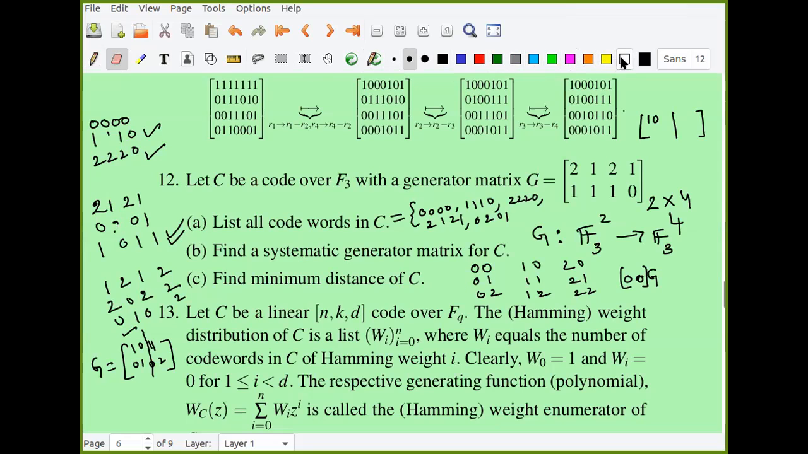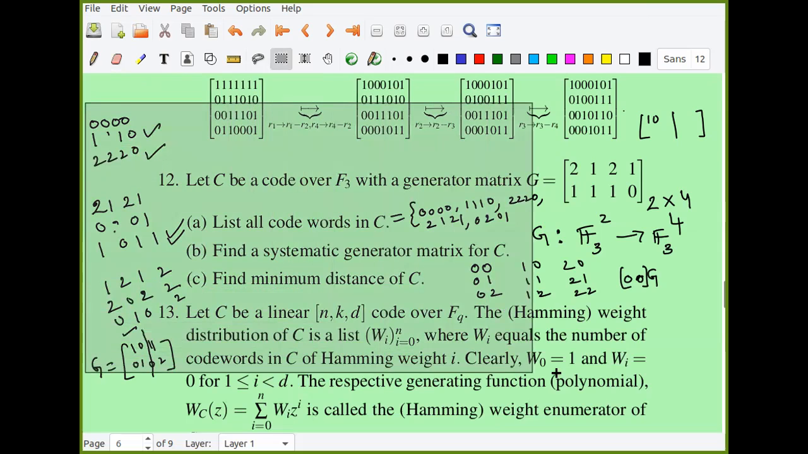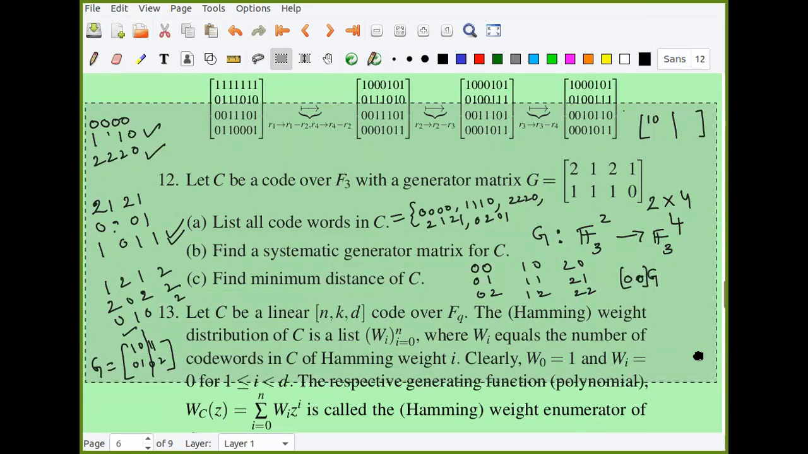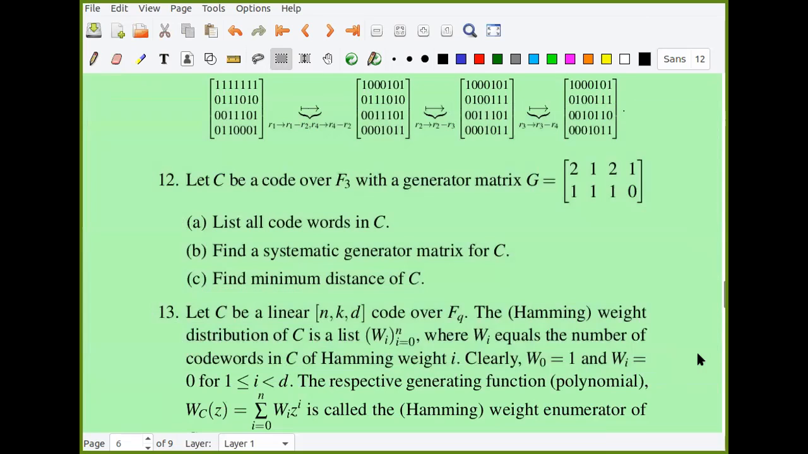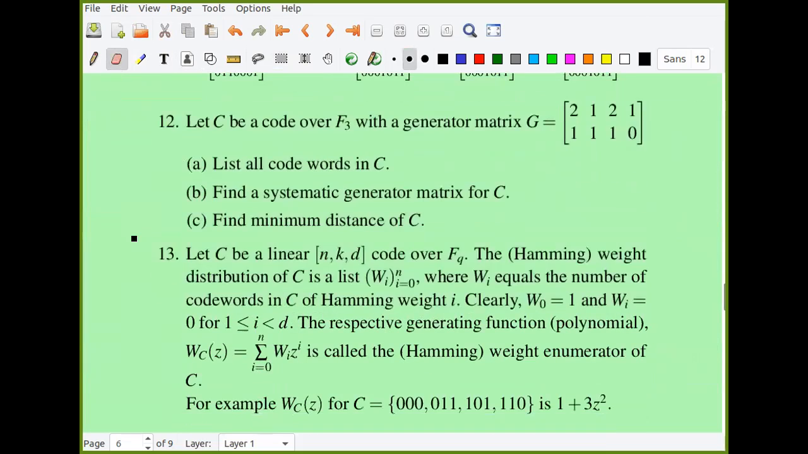So are there any questions? Please ask now. Amaya, is it everything clear? Yes, sir. So you need to work out some example, then it will be clear. What is the minimum distance? Okay, you can compute again later.